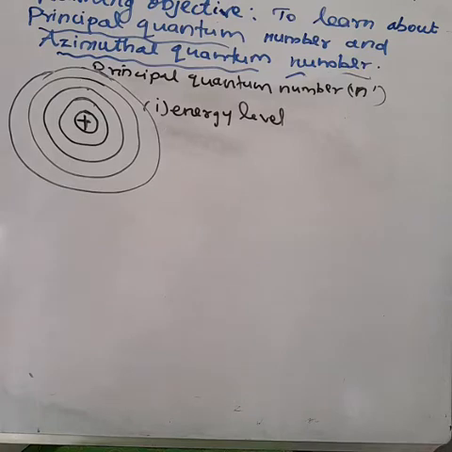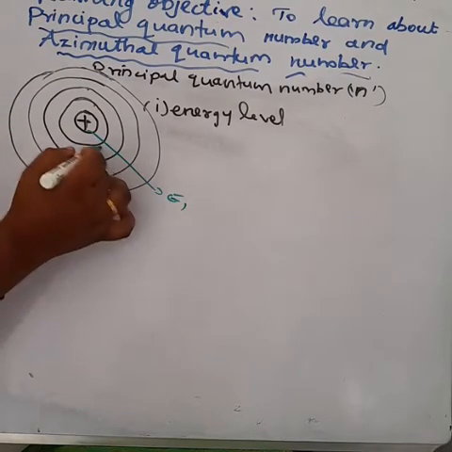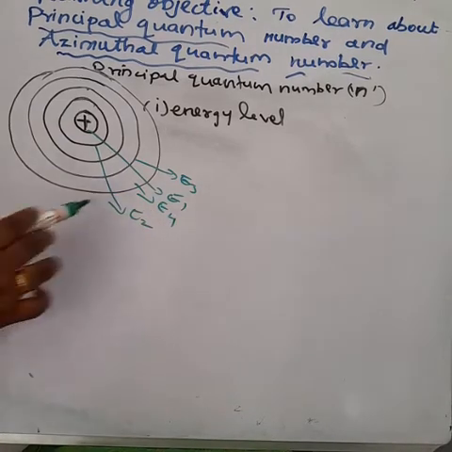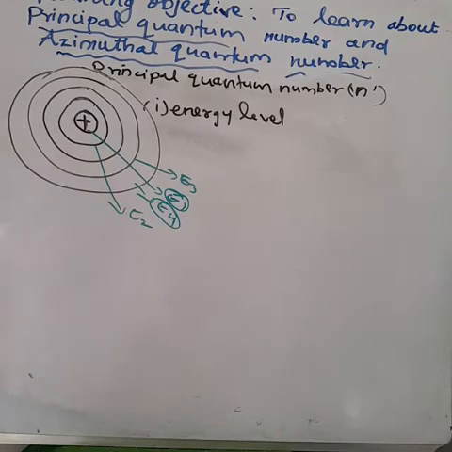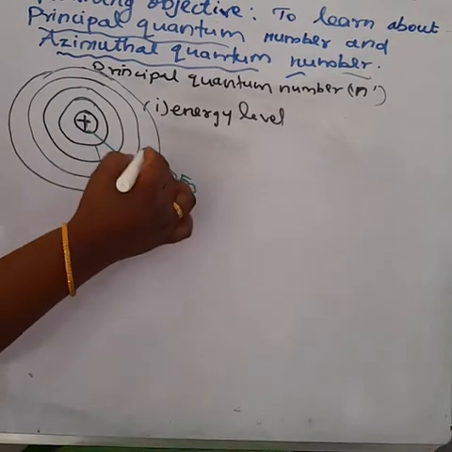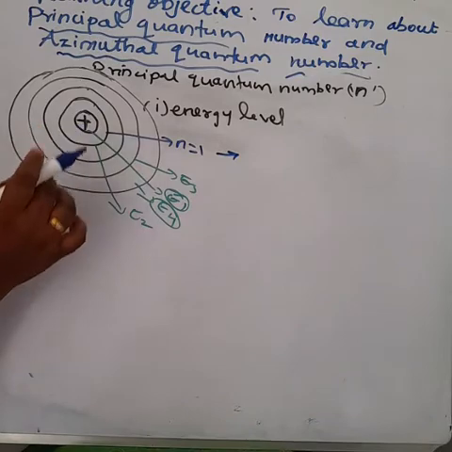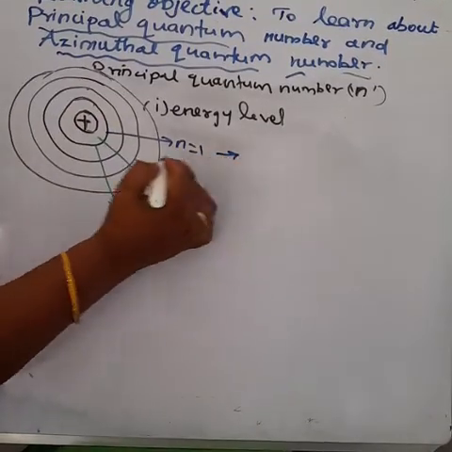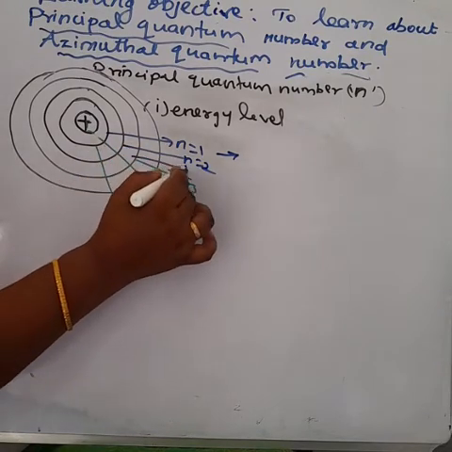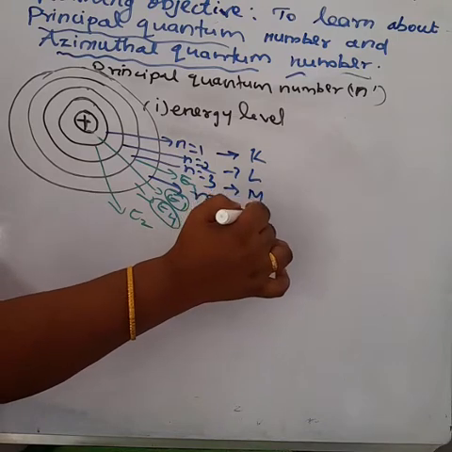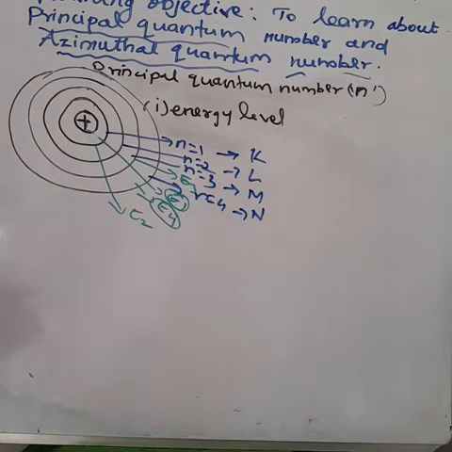Energy level means this is E1, the first orbit, second orbit E2, E3 and last E4. E1 means the lowest energy level and E4 means the higher energy level. These are characterized by the principal quantum number. n is equal to 1, 2, 3 and 4. Shell 1 means K shell, 2 means L shell, 3 means M shell and 4 means N shell. The maximum number of electrons accommodated in a shell is explained by the 2n square formula.